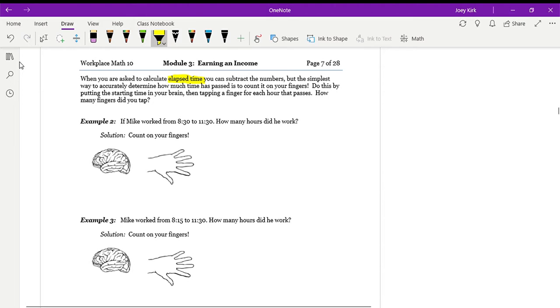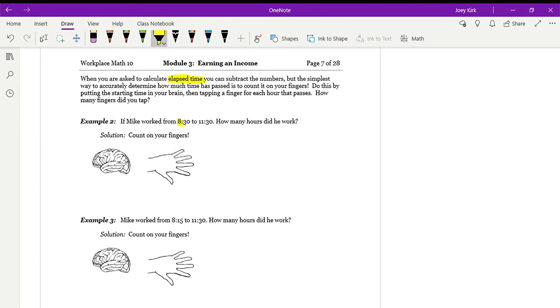Sorry, back to elapsed time. So if you're working, let's say, a 9 to 5 shift, how many hours have you actually worked? That's what we're talking about in terms of elapsed time. So in our first example, the easiest way to do it, and I still do this, is on your fingers, okay? So you put your starting time in your brain, and then you can make a fist and put up a finger for each hour that passes, or you can tap a finger for each hour that passes, however you want to do that.